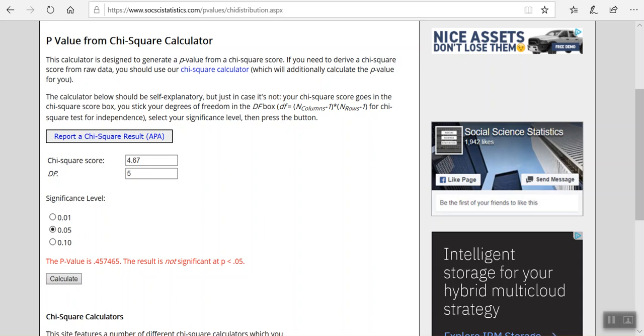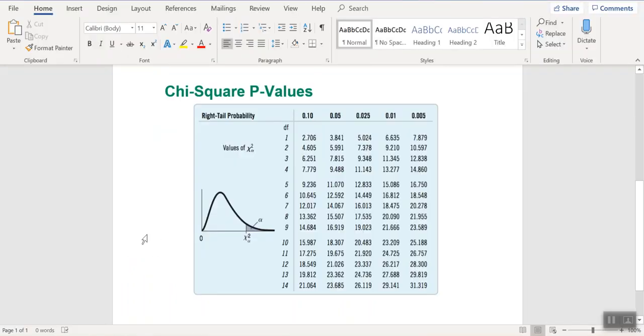Now you can also use a table, and what you need to do is go to the row corresponding to your degrees of freedom. So for us that's 5. And you want to trap your chi-square value between some of these specified values here. Well, for us, our chi-square value is lower than this first one, and so our p-value must exceed 0.1, and that's what we saw using technology.